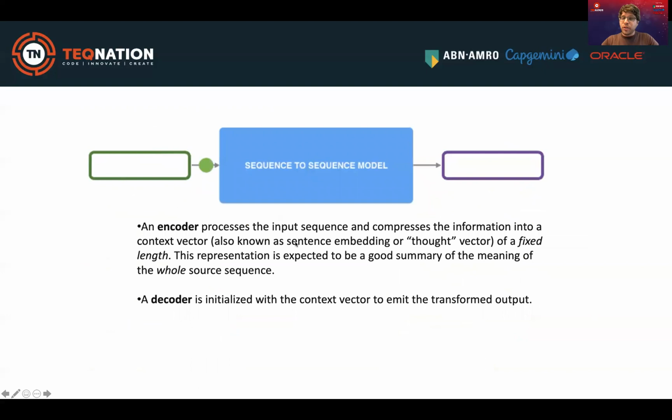One of the most used approaches when using recurrent neural networks is sequence-to-sequence models. Sequence-to-sequence models use an encoder to process the input sequence and compress the information into a context vector. This context vector is mostly of a fixed length. This representation is expected to be a good summary of the meaning of the whole source sequence. At the end of the model, there is a decoder. The decoder is initialized with the context vector to emit the transformed output. These kinds of models are also called encoder-decoder models.